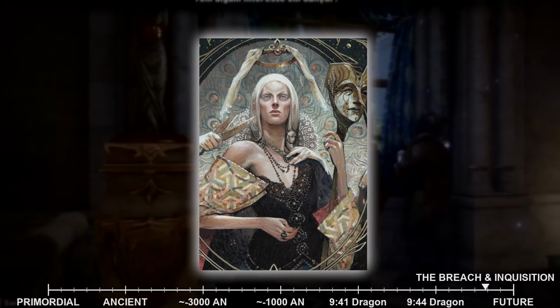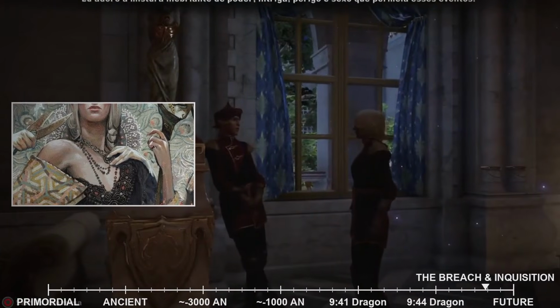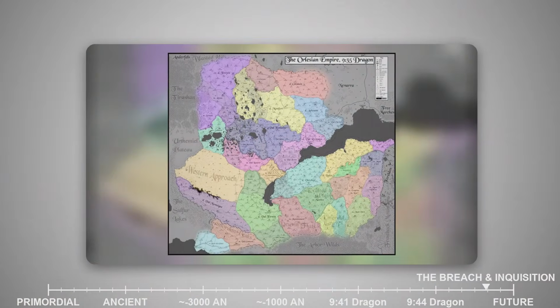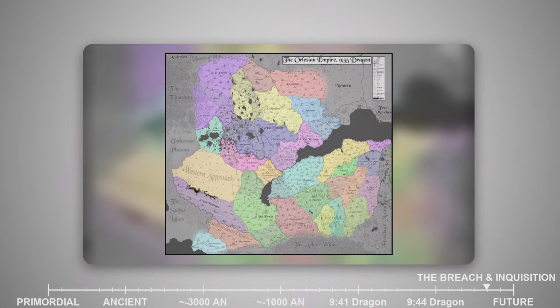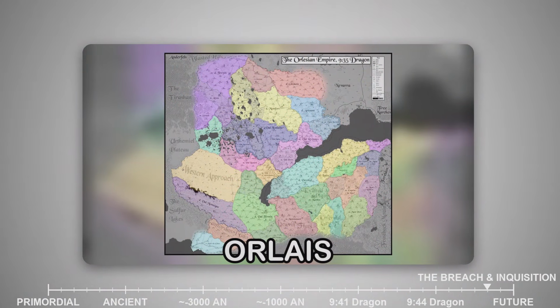The Inquisition was forced to make difficult choices, deciding whether to support Empress Celine, whose reign was marked by a fragile peace but also by political maneuvering, or Grand Duke Gaspard, a formidable warrior who promised stability but whose methods were often brutal. The choice of who to support had far-reaching consequences, influencing the outcome of the war and shaping the future of Orlais, a powerful empire whose stability was crucial to the overall peace of Thedas.